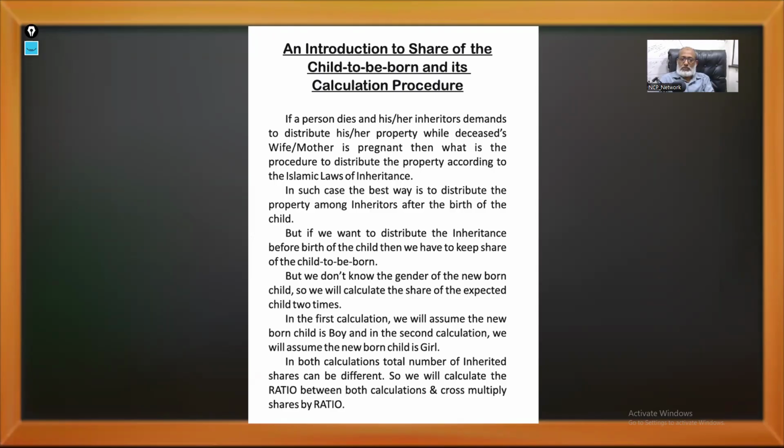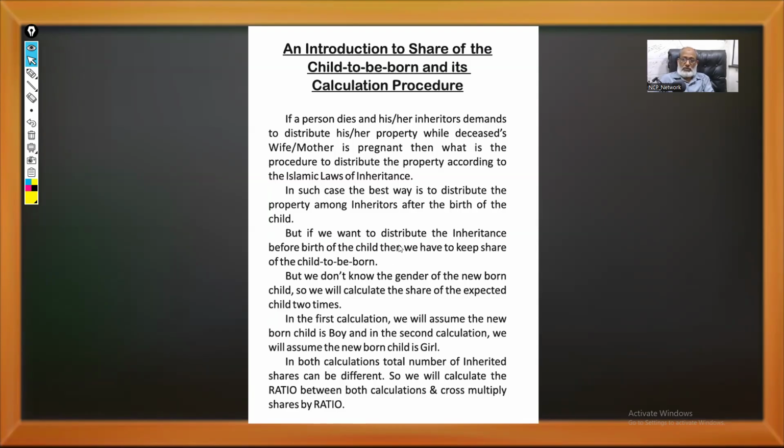If the property is worth crores, then people don't wait. They want the distribution of the inheritance among the heirs immediately. So scholars provide us two options, because we don't know whether the newborn baby will be a son or a daughter, a boy or a girl. So we will take two assumptions.